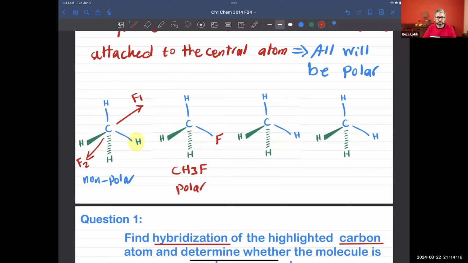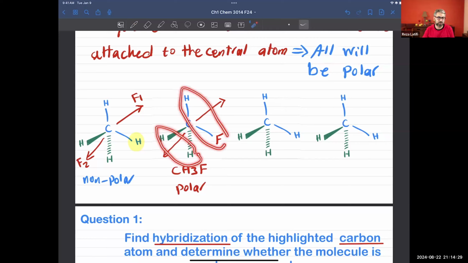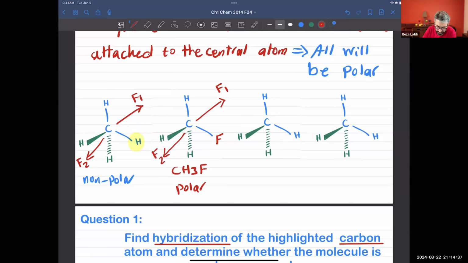That's going to be polar. Okay, why polar? Because this force is not identical. And why is it not identical? Because here you have two hydrogens, while there you have hydrogen plus fluorine. So they're not going to be identical. So say F1 and F2. Okay, I'm going to say F1 is not going to be equal to F2. Well, there, F1 was equal to F2.